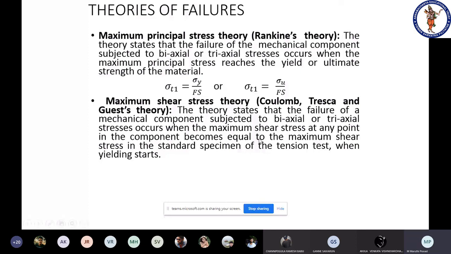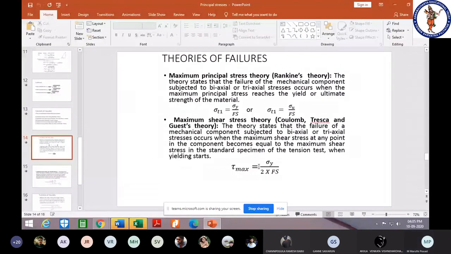It is very simple. The standard specimen of the tension test is used to calculate the shear stress of the material also. So whenever the individual shear stress reaches the allowable shear stress of the material, the chances of failure increase. Here, the principal component we are equating is tau max. Tau max is the individual shear stress and the allowable shear stress is tau.